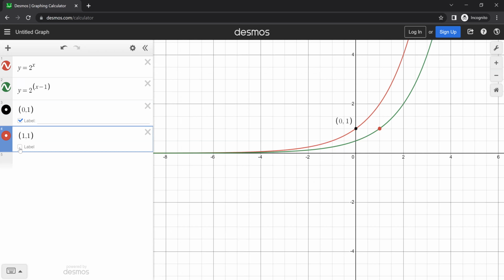Why isn't that labeled? All right. So here's what I've done. I've graphed 2 to the x, that's in red, and then 2 parentheses x minus 1 in green. What do you notice about this point, the black point and the red point? How are they related to one another?